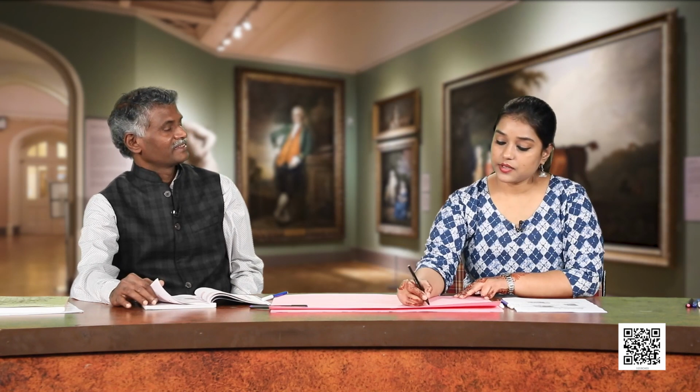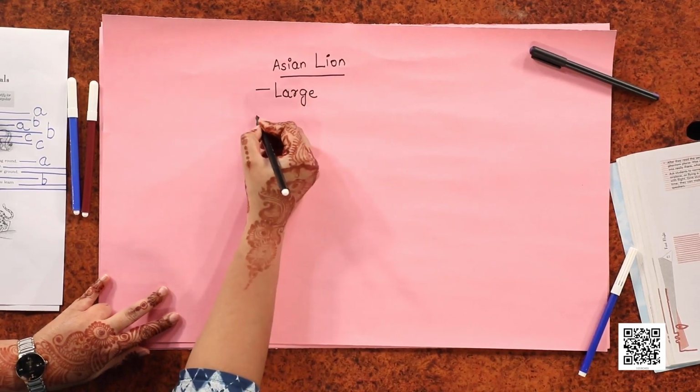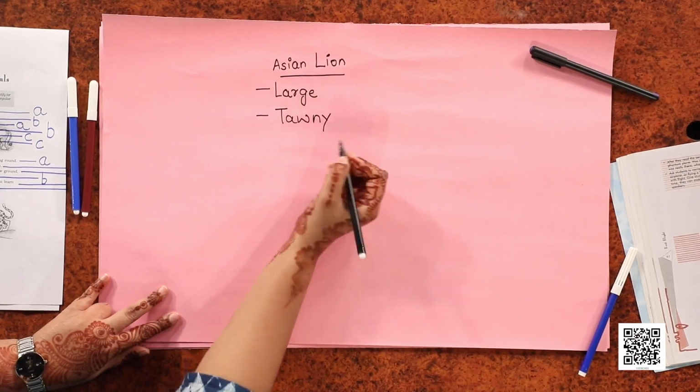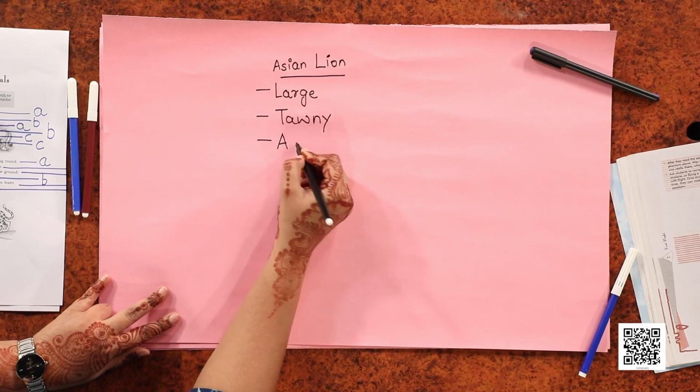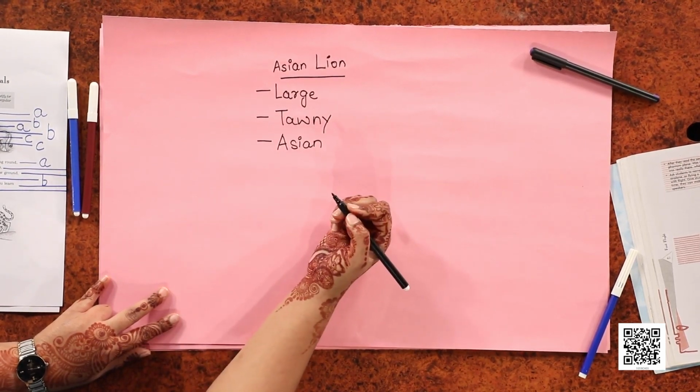Sir, we need not write complete sentences. Fine. Large, tawny. Tawny is also large. Then Asian also, they have described. It's specific. This line is mostly available. Asian lion is a special category.